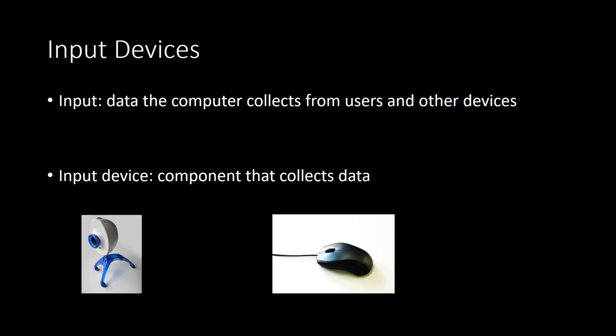Another device on your computer are input devices. Now, input is any kind of data the computer collects from users or other devices. So really what that means is anything that I put into the computer as a user is an input. So if I use a camera and I am recording a video or something like that, then I am creating input. If I am using a mouse to click on things, to go from one web page to another, or to do any type of productive work, then I am putting in input.